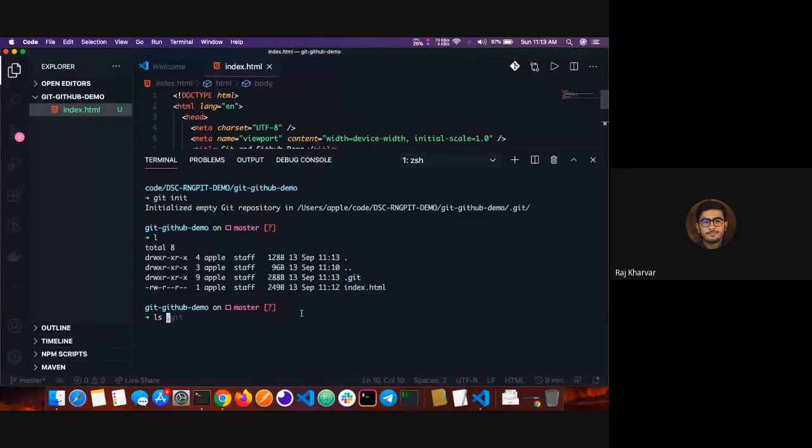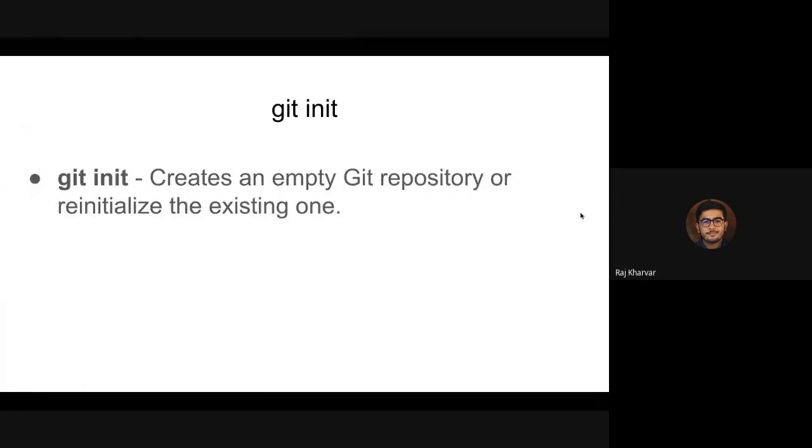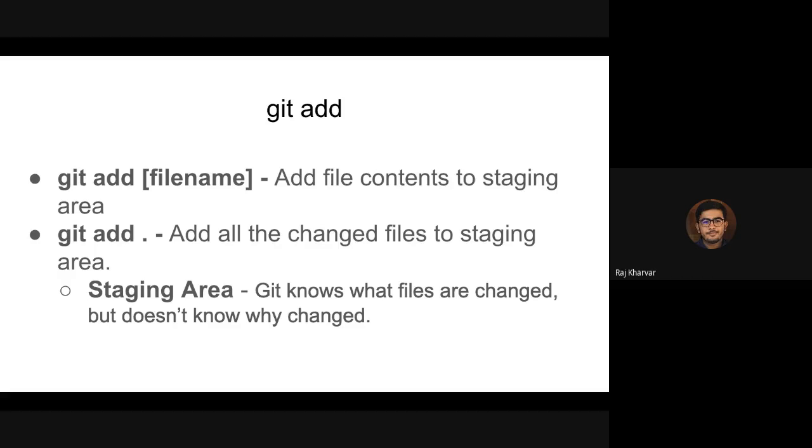If you check the contents of the directory, you will get something like this. These are the directories and files that you don't need to worry about. It's all about default settings and so on. So git init creates an empty Git repository so that you can track all the changes. Now the next command is the git add command.